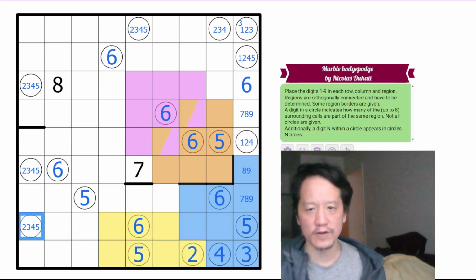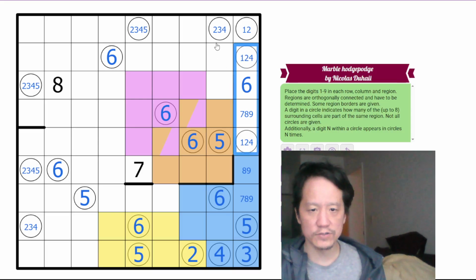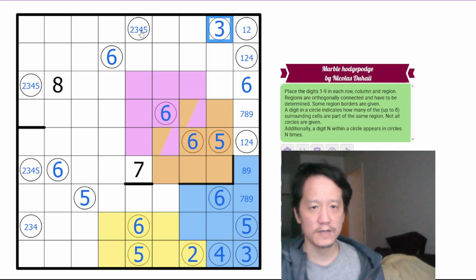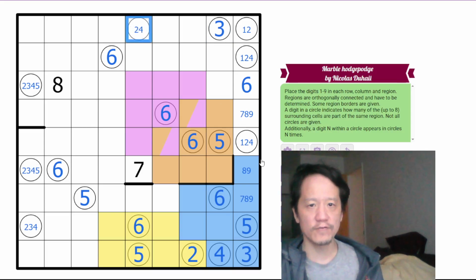This can't be 5 here. This is the last 2, since one of these is 2. This can't be 3. This can't be 5. One of these is 2. This can't be 2. This can't be 4. This has to be 3. This can't be 3 or 5. It can't be 2 because we have a 2 here, and one of these 3 is a 2, so this must be 4.